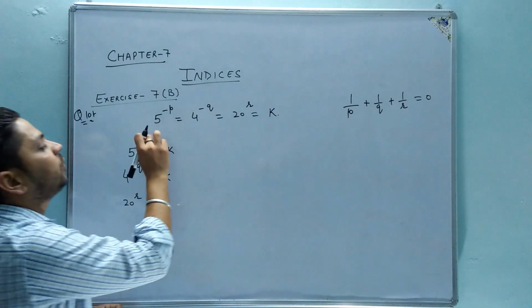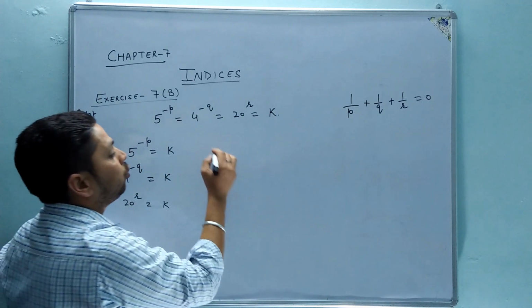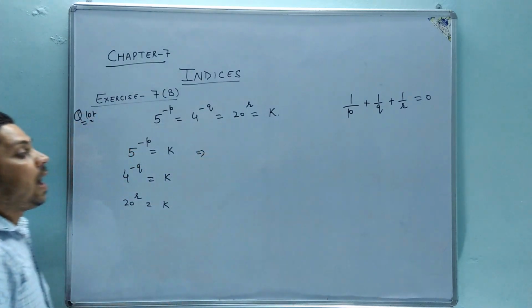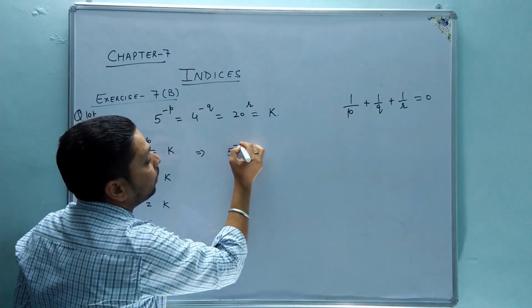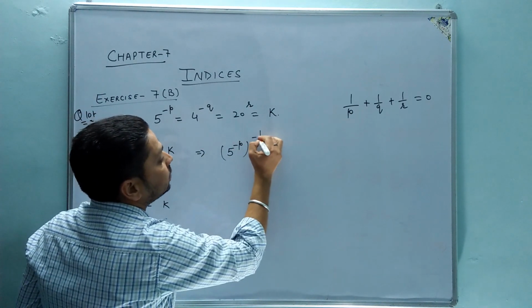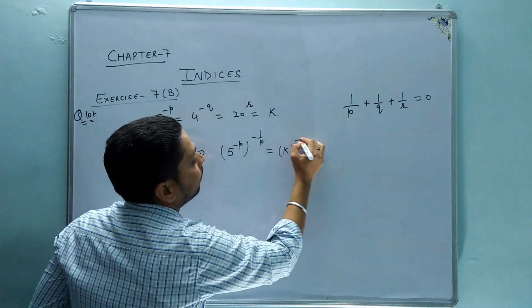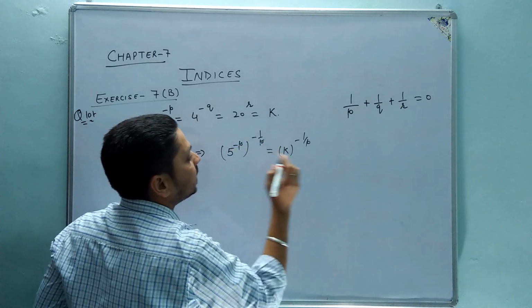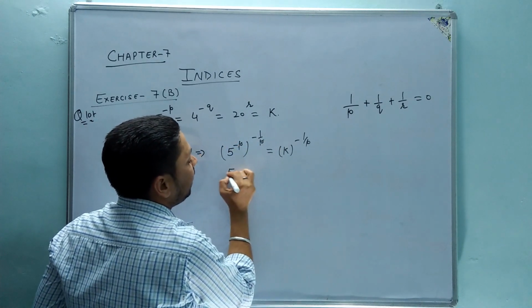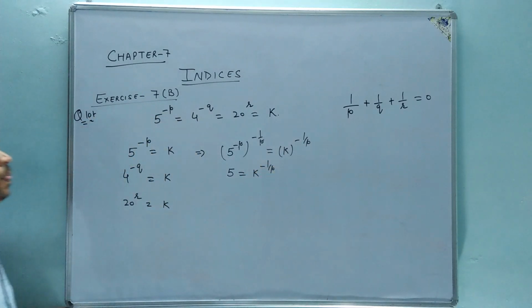Now first remove their power. 5 raised to power minus P, remove. To remove this, I'll take power minus 1 over P on both sides. This is equal to K raised to power minus 1 over P. This P will cancel, minus minus plus. It will give you 5 is equal to K raised to power minus 1 over P.